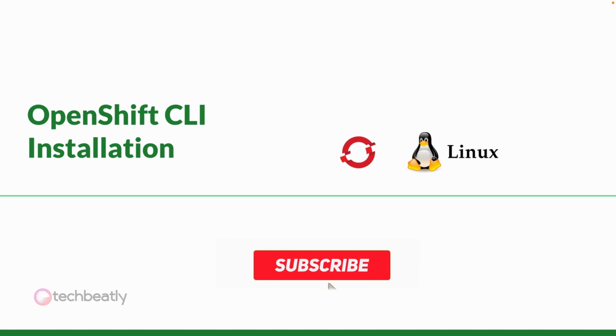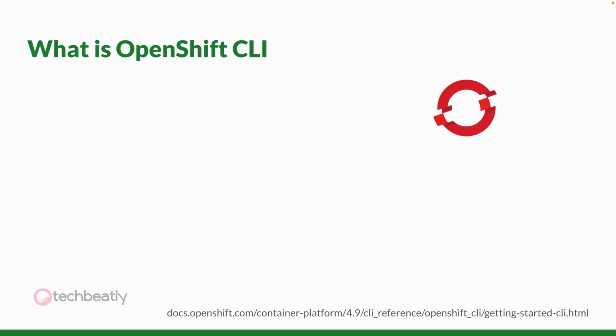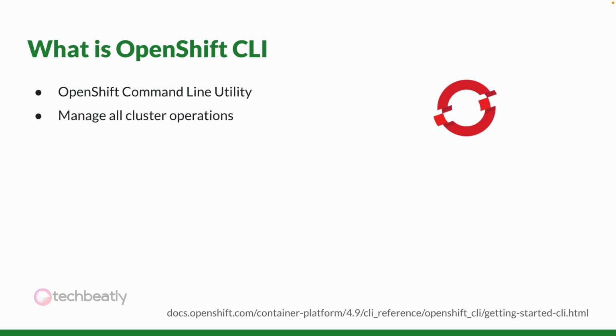In this video, you will learn how to install OpenShift CLI or OC utility on Linux. OpenShift CLI or OC utility is a powerful CLI utility to manage and maintain your OpenShift clusters. You can execute all of your OpenShift operations using the OC utility. You can use this single command line utility to manage self-hosted OpenShift clusters, managed OpenShift clusters, or even development environments such as Red Hat CodeReady Containers clusters.